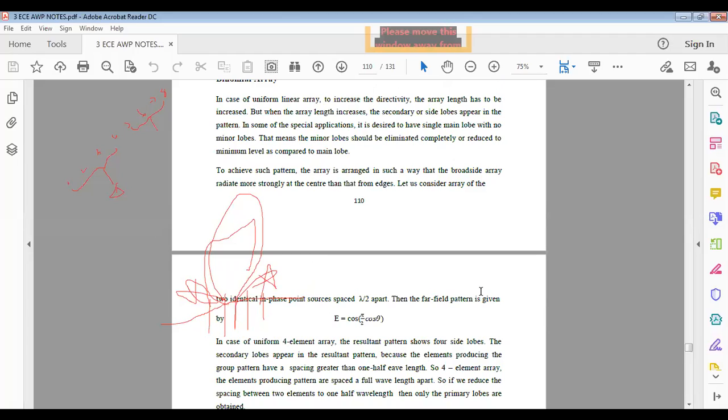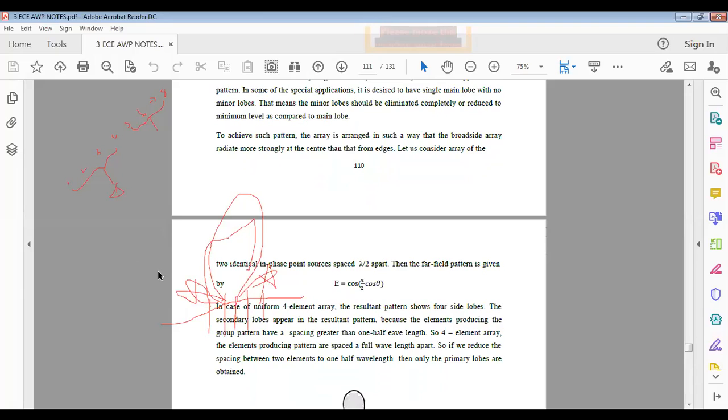Let us consider an array of two identical in-phase point sources, spaced apart by a distance of lambda by 2. Here remember, we always prefer the distance as lambda by 2, as the half-wave dipole is considered the standard antenna. Then the far field pattern is given by E equal to cos of (pi/2 cos theta). The same was derived earlier: the resultant radiation pattern of the antenna which has a length of lambda by 2.